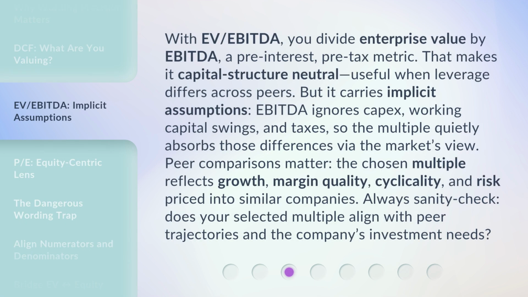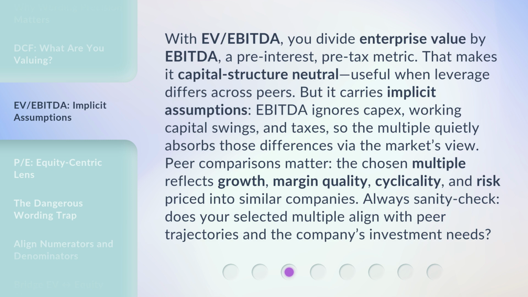With EV/EBITDA, you divide enterprise value by EBITDA, a pre-interest, pre-tax metric. That makes it capital structure neutral, useful when leverage differs across peers. But it carries implicit assumptions. EBITDA ignores CapEx, working capital swings, and taxes, so the multiple quietly absorbs those differences via the market's view.